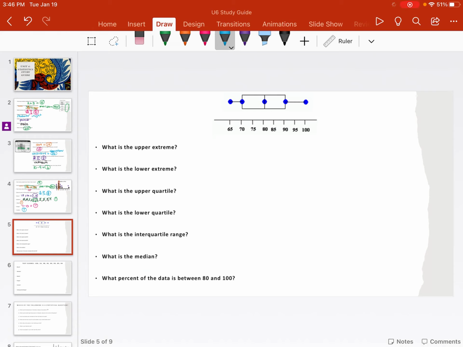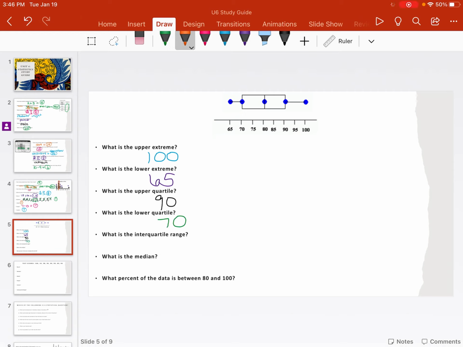Now let's look at the box plot. So what is the upper extreme? Remember, it's extremely upper, it's extremely big, so that is down here at 100. That's your upper extreme. Where is your lower extreme? Extremely low down here. Our lowest point is 65. Where is our upper quartile? The outside of the box right here, 90. Our lower quartile, which is here, the outside of the box down below, 70.